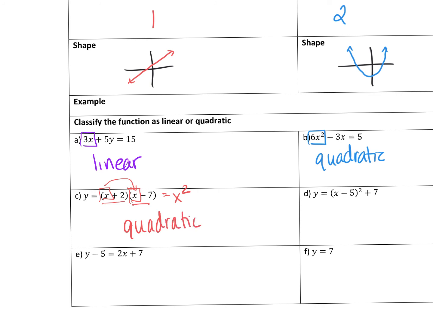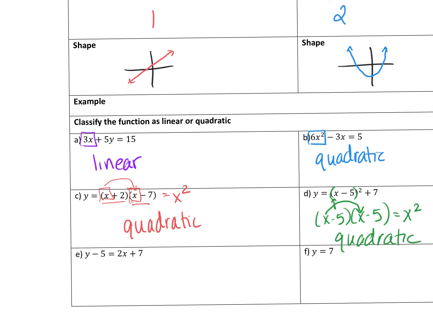This right here has a single x inside of here, right? This has a single x inside, but notice that you're squaring it. So what does x minus 5 squared really mean? That's x minus 5 times x minus 5. And again, from what we saw in C, because of this, when you distribute this out, you're going to get that x squared. So this is also a quadratic.